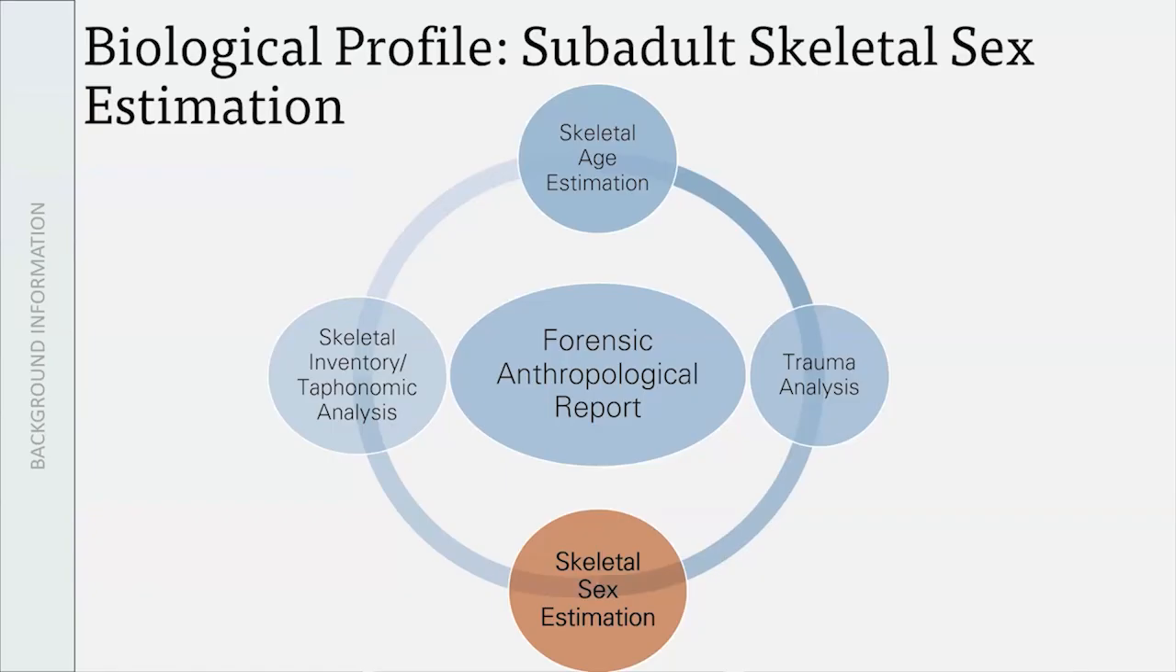The job of a forensic anthropologist is to generate an anthropological report to aid in the identification or analysis of skeletal remains within a forensic context, and can include skeletal inventory and taphonomic analysis, a skeletal age estimation, and trauma analysis. Additionally, one potential component of the forensic anthropological report includes the skeletal sex estimation, or the assessment of the downstream effects of sexual dimorphism on the size and shape of skeletal elements.